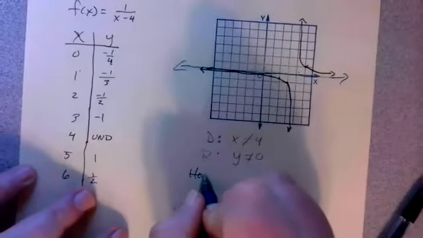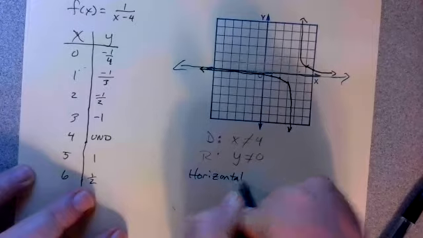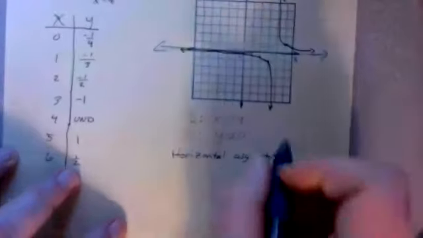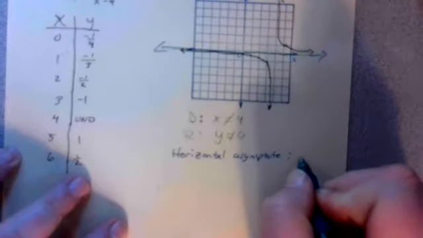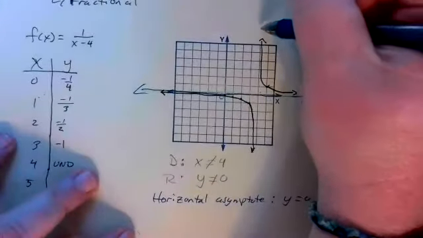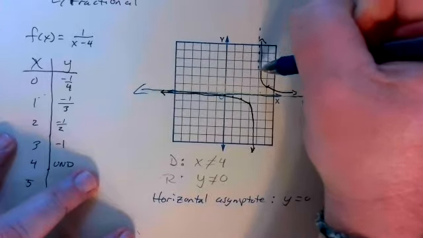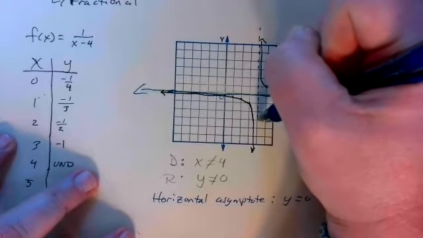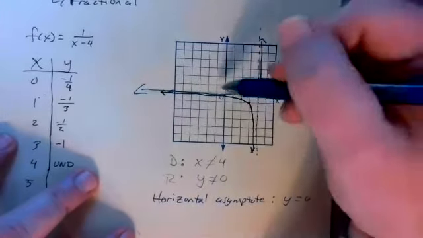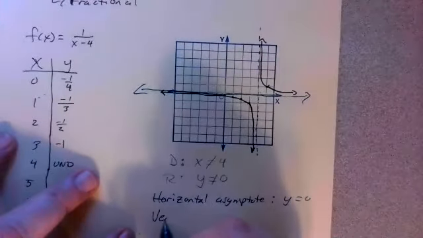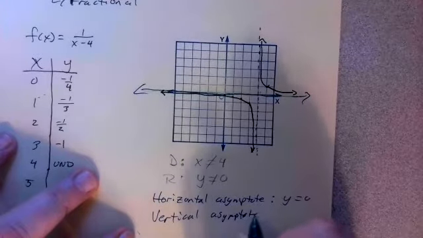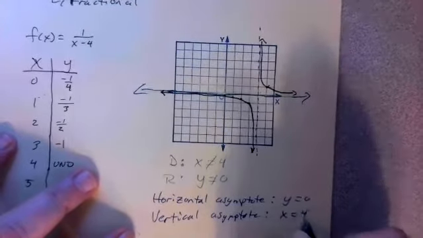So it's a horizontal asymptote of y equals 0. And then there's a vertical line here. It should be a dash, not a solid line. It should be a dash line. And it has a vertical asymptote right through here at x equals 4. So it has a vertical asymptote of x equals 4.